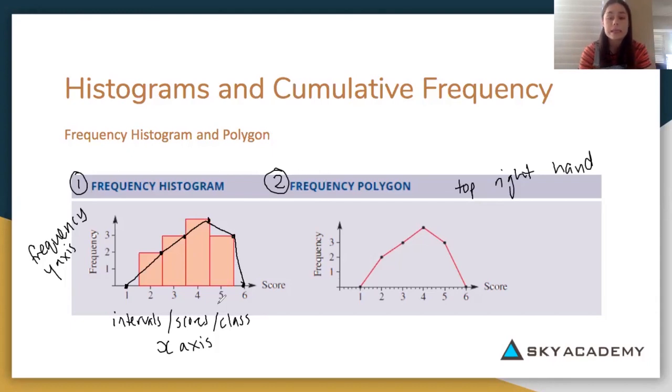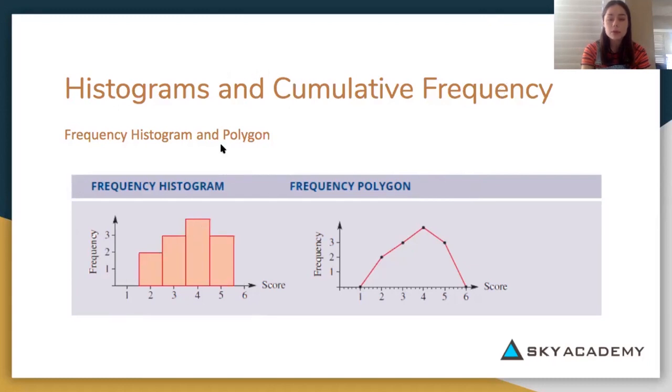So you can connect the two, and you can draw something that looks like this, the frequency polygon on top of your frequency histogram. Now, another thing to be aware of is that they might call it a frequency ogive or an ogive, however you want to pronounce it. So a frequency polygon and an ogive are just the same thing, just a different word to describe it. So now we know what a frequency histogram is and a frequency polygon. Let's have a look at doing an example.